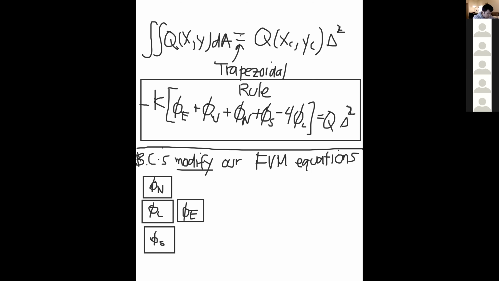Okay. So let's say that we have a boundary condition that looks like this. So we have our phi c right there. And then on this left side, which I gave myself no room for, we have our prescribed value.